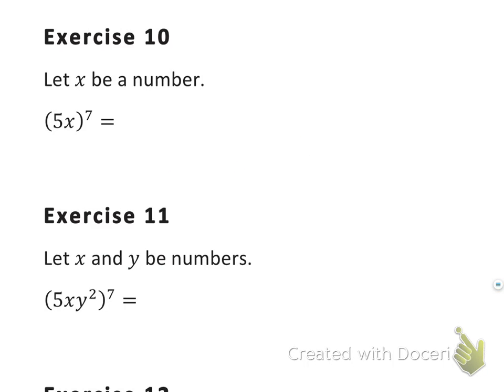For exercise 10, we would continue, and we're sharing that power, and so we would get 5 to the 7th times x to the 7th. And in exercise 11, we have the same expression with an extra factor of y squared. So we get the same 5 to the 7th times x to the 7th, and then when we're taking a power to another power, we multiply. So that becomes y to the 14th.